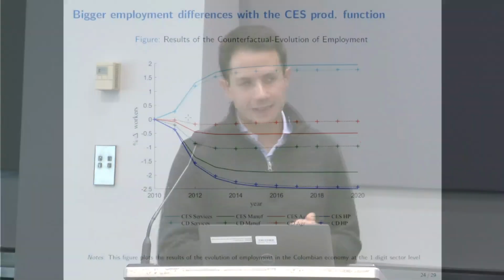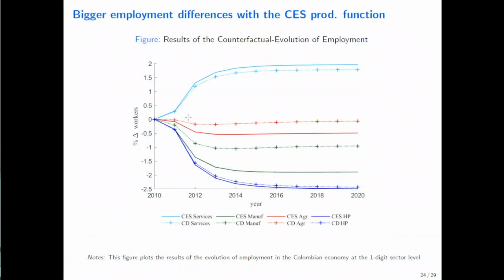So these are the effects in terms of the evolution of employment. Just to be clear, the solid lines represent the case of the Cobb-Douglas production function. The dotted lines represent the case of the CES production function. Sorry, I think that I did it wrongly. So the solid line is the CES, and the dotted line is the Cobb-Douglas. So we can see when we compare the CES with the Cobb-Douglas, the differences are bigger.